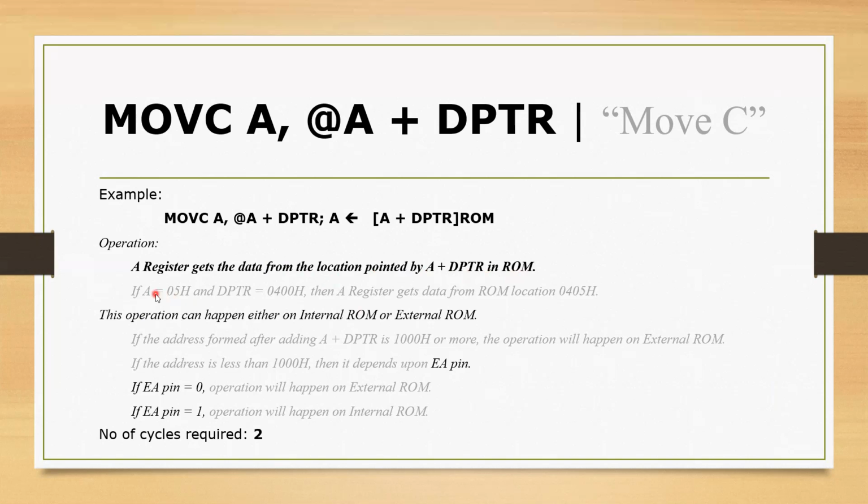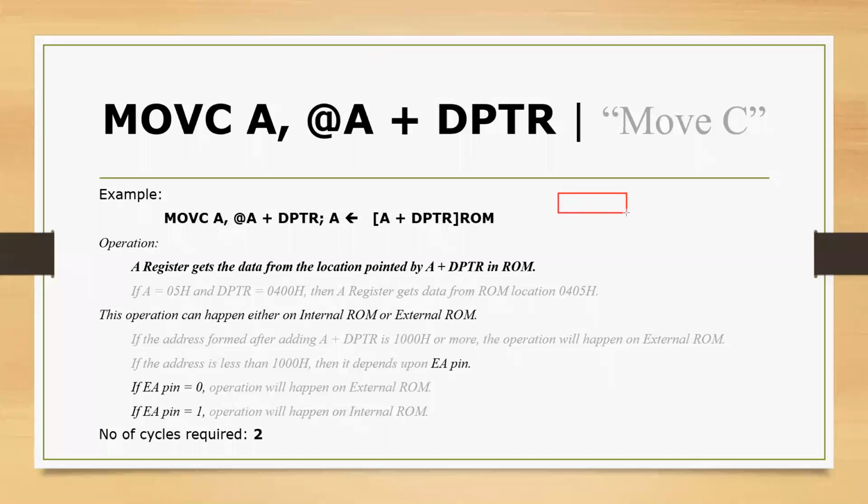For example, you can consider that A contains the value 05 and DPTR is pointing to the location 400 hex. So the A register will get the data from the ROM location 405. 400 plus 5 gives the address 405 hex in the ROM. The value there is copied to the accumulator register. I don't know how to draw, or else I would show.